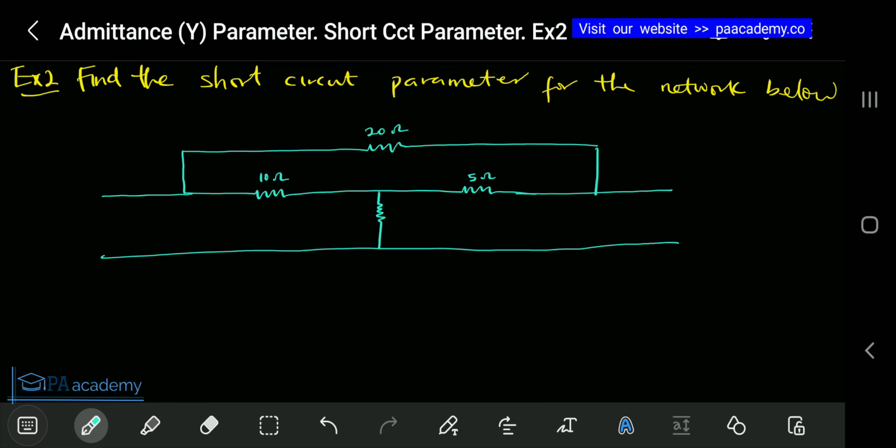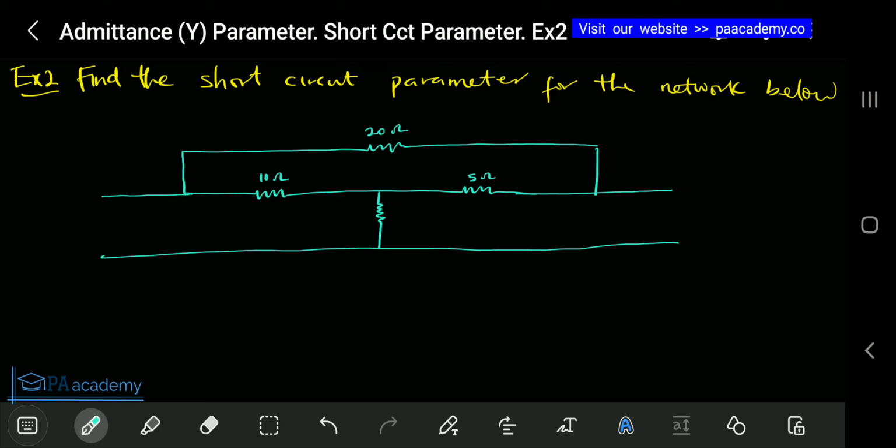So this is a typical example that you come across under two-port network, especially with Y parameter. Exactly. So it says find the short circuit parameter for the network below. Okay, so now look at it. If you look at this question, you might notice that they didn't even indicate V, they didn't even show you the current direction and everything.